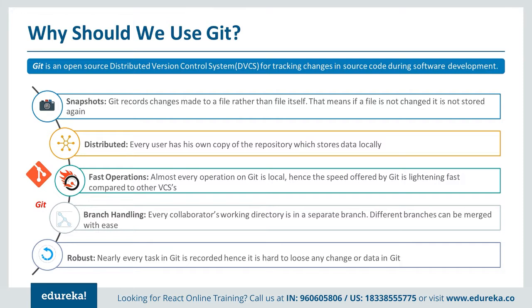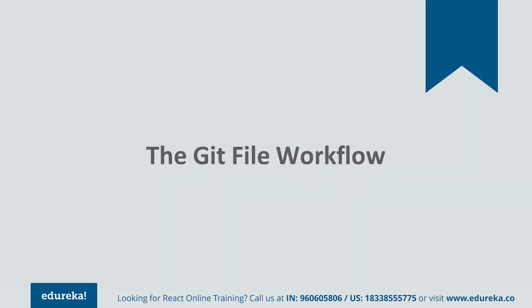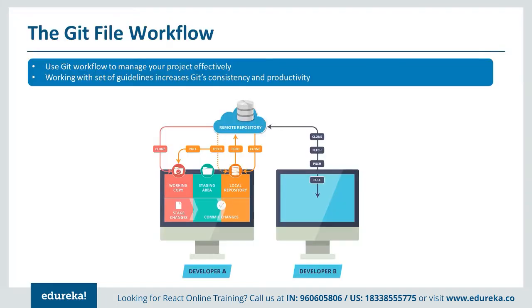Branch handling: every collaborator works directly in a separate branch. Basically, if I have something to push, I'll push it in my own separate branch. Robust: nearly every task in Git is recorded and hence it is hard to lose any data. The Git workflow is like this. Use Git flow to manage your project efficiently. Work with a set of guidelines to increase Git consistency and popularity.